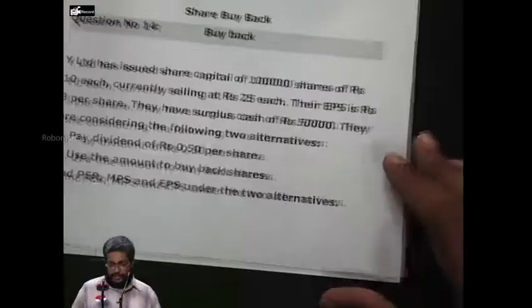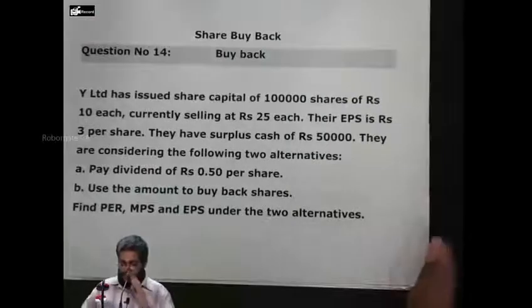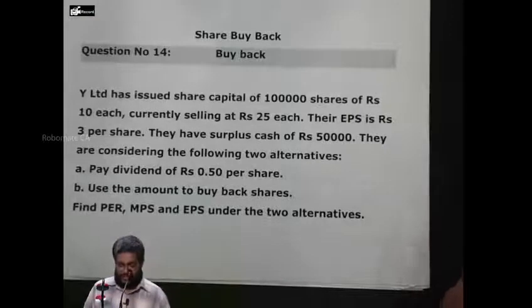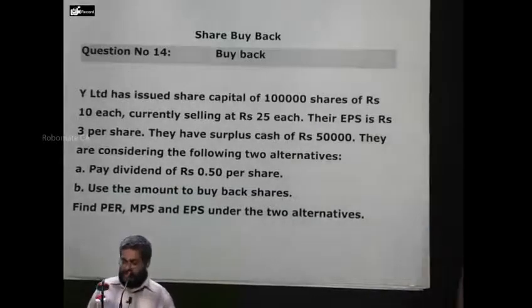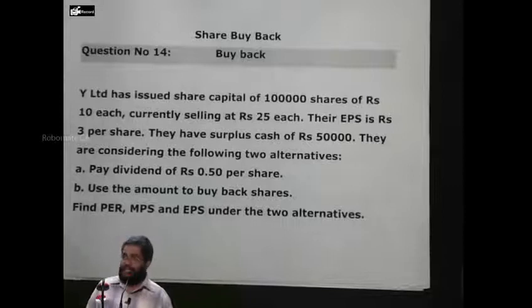Y Limited had issued share capital of 1 lakh shares of rupees 10 each. Currently selling at 25. Their EPS is 3 per share. They have surplus cash of 50,000. They are considering the following two alternatives. Pay a dividend of 50 paise per share. Use the amount to buy back shares. Two alternatives. Find PE ratio, MPS, EPS under the two alternatives. Can we start or not? Now.